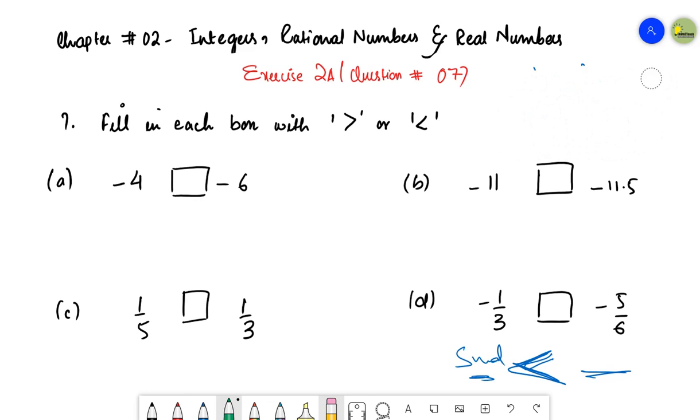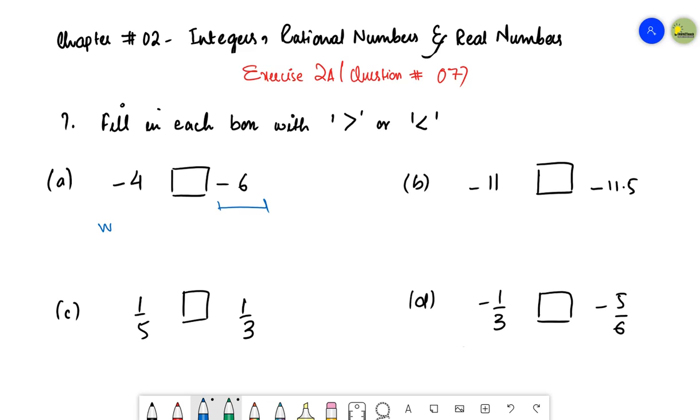Let's see how you can do this. Okay, starting from part 1, I have -4 and -6. When we have negative numbers, keep in mind that the most negative number is considered the smallest. In -4 and -6, the most negative one is -6. Why? Because it has a bigger value, but the value is negative, so it will be considered more negative.